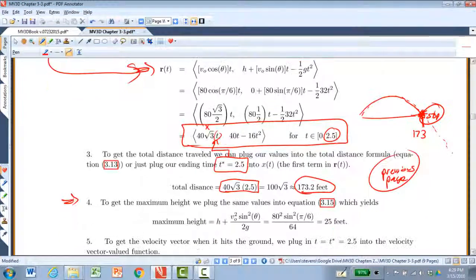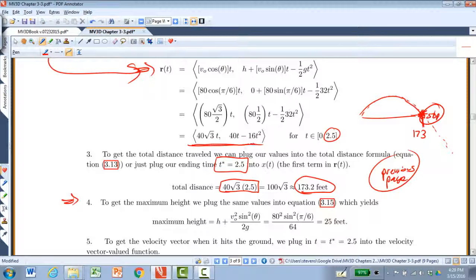If I know the position for all time, and I know it hits the ground at t equals 2.5, all I have to do is put the 2.5 right there. There's no need to go all the way back to that formula. x is the distance on the x-axis. This is when it hits the ground. Plug that value of t into the x component, and you get it. So that formula, while it may at first appear friendly and nice to have, once you get this, you can get all those other things pretty easily, almost more easily.